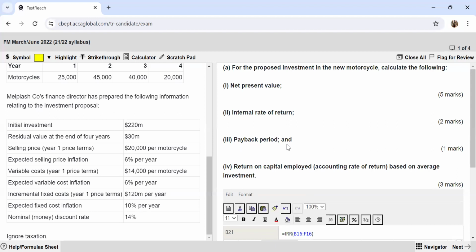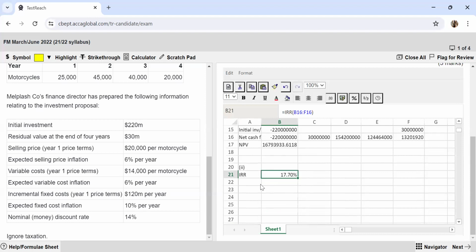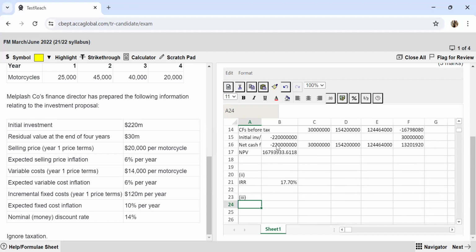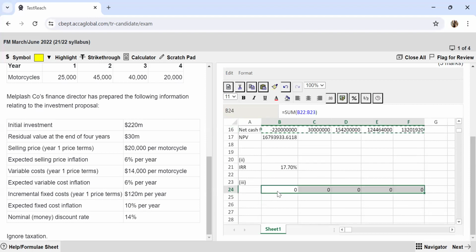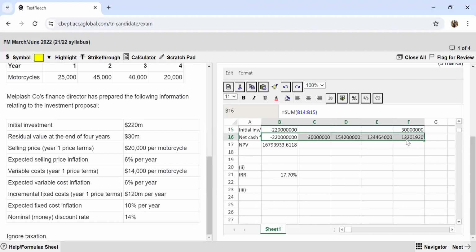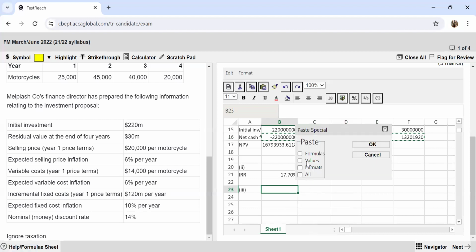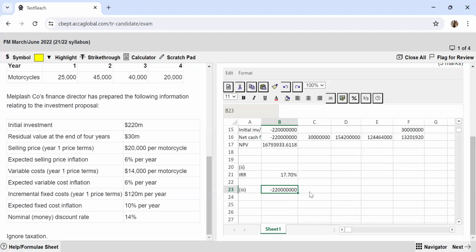Now the third part wants you to calculate the payback period for 1 mark. So let's do that. So if you see in year 1, what's going to happen is, basically these are all of your cash inflows. I'm just copy pasting these values over here. I think this is not working here. So if I just copy and perhaps try to do a paste special, let's see if this works. Paste special values. So just paste special values over here, and then you will have the values that you want.